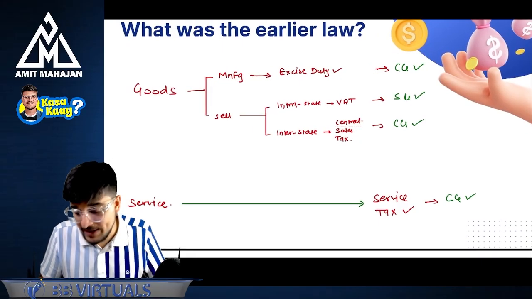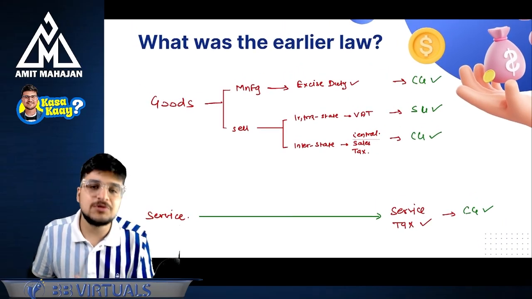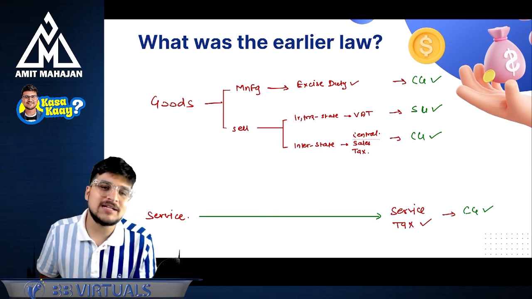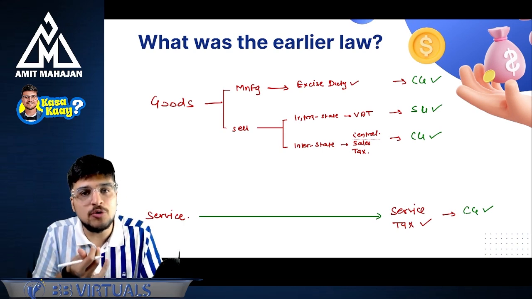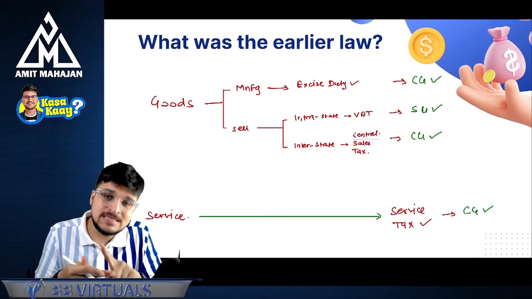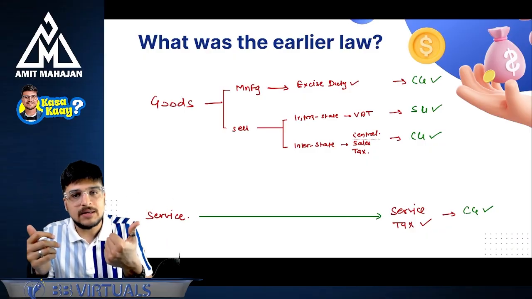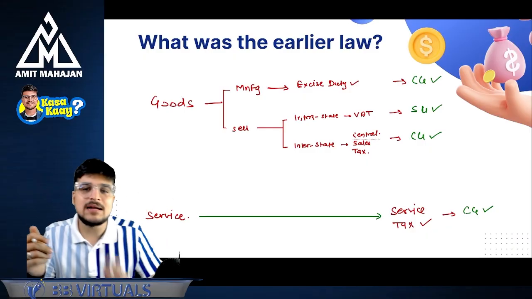And this is also very important for us to understand because we need to understand why did they introduce GST, and for that we need to understand this. So excise duty will go to central government. Intrastate, which means VAT, will go to state government. Interstate, central sales tax will go to central government, and service tax will go to central government.